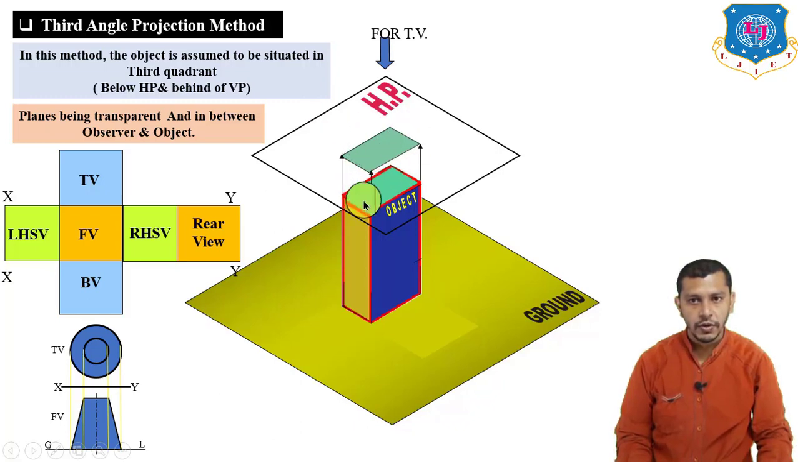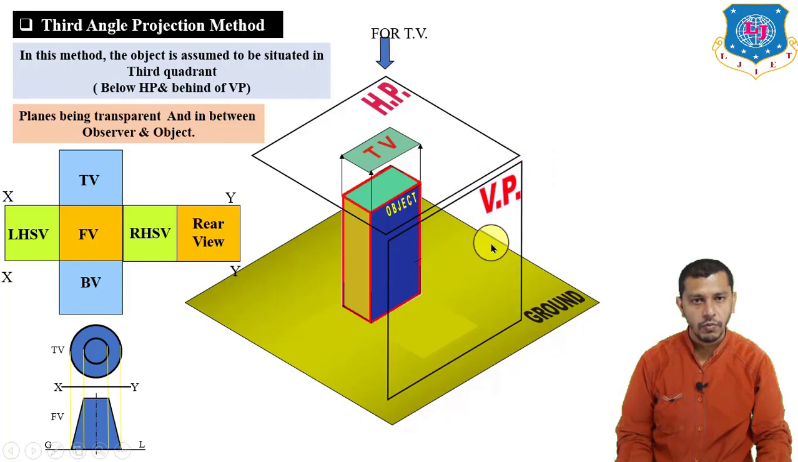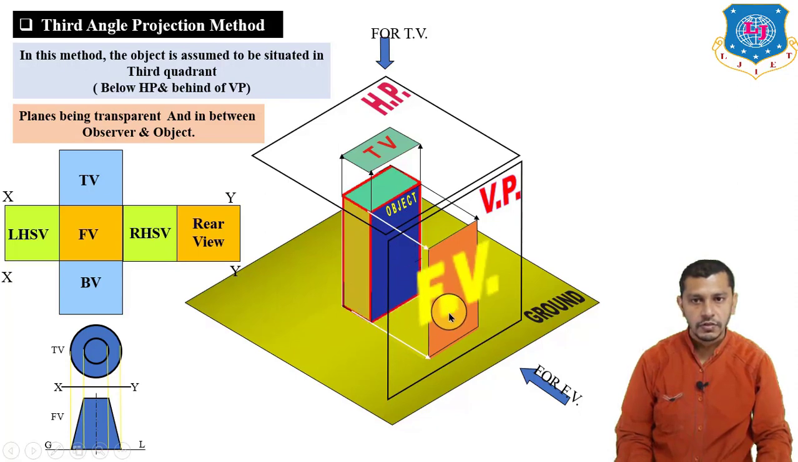It is a rectangle showing this face of the object. We have observed the top view from this direction, so this will be our top view. And if we want to draw the front view, we have to observe the object from this direction and we have to project the object on the vertical plane. For that we will take the projection perpendicular to the vertical plane. So now project this object on the vertical plane by taking parallel projections perpendicular to the vertical plane. Here we will get the front view. So this shape shows the front view. It is a rectangle and it shows this face of the object. So this is our front view.